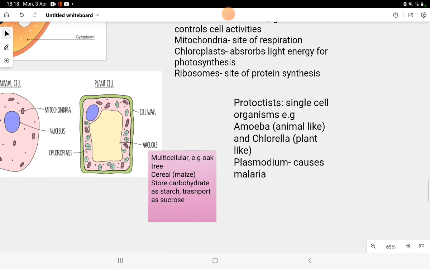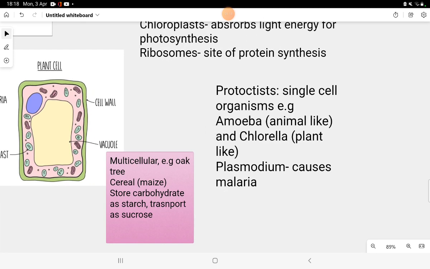Now, I just want to cover what protoctists are. Protoctists are single-celled organisms. That's all you really need to know, and you just need to know a few examples. So an example of a protoctist is amoeba, and these have animal-like characteristics such as the cell membrane, cytoplasm, nucleus, etc. And you can also know chlorella, which is another protoctist, and this has plant-like characteristics, so it also has chloroplasts for photosynthesis. And a really important one you need to know is plasmodium. So plasmodium is what causes malaria.